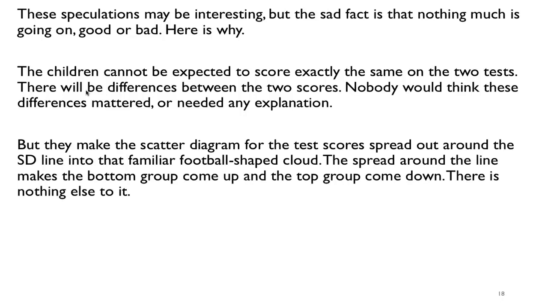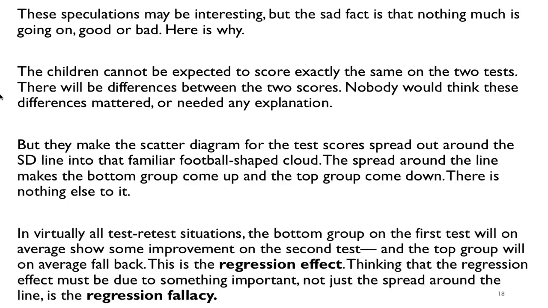So when we make a scatter diagram for the test scores, the test scores spread around the SD line into that familiar football shape that we saw in the previous lecture. The spread around the line makes the bottom group come up and the top group come down, and there's really nothing else to it. Maybe the best way to see this is with a graph, and in a moment I will show you that graph.